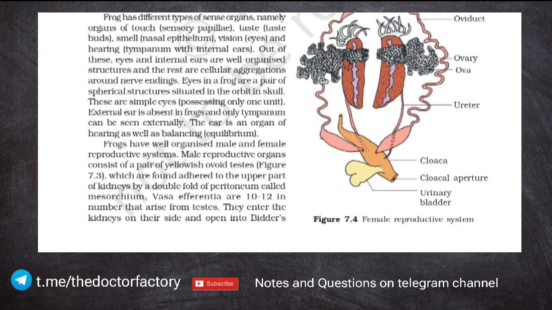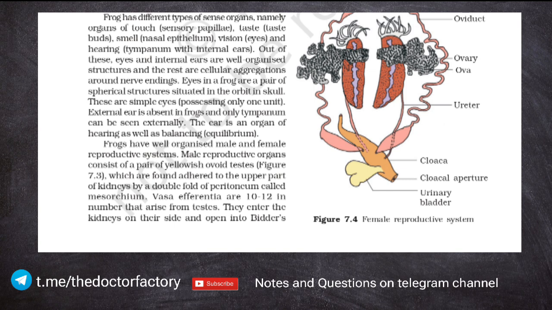Frog has different types of sense organs, namely organs of touch, that is sensory papillae, taste buds, smell, that is nasal epithelium, vision, that is eye, and hearing, that is tympanum with internal ears. Out of these, eyes and internal ears are well organized structures, and the rest are cellular aggregations around nerve endings.